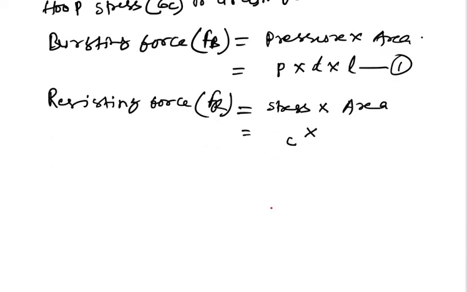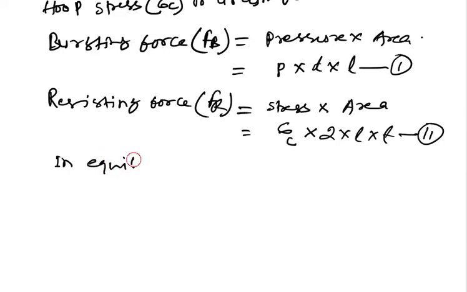So if I multiply the area into 2, then we will get the total area of the section, 2 into L into T. Suppose this is equation number 2. Now in equilibrium, what will happen? This force and this force will be equal. So FB is equal to FR.